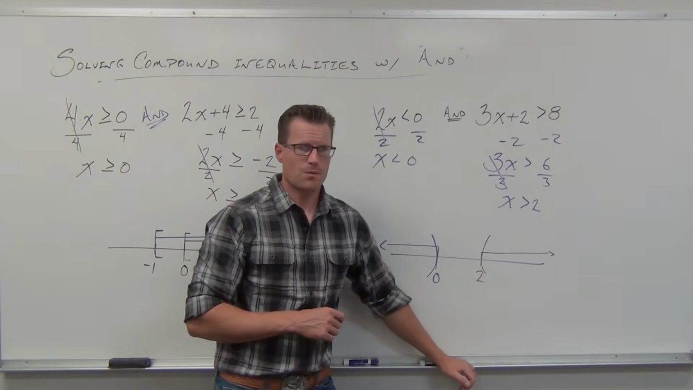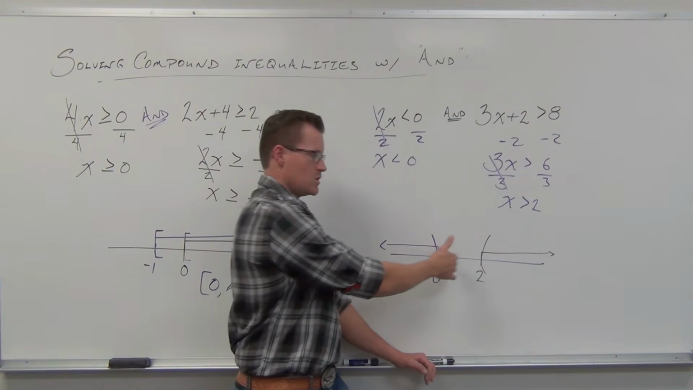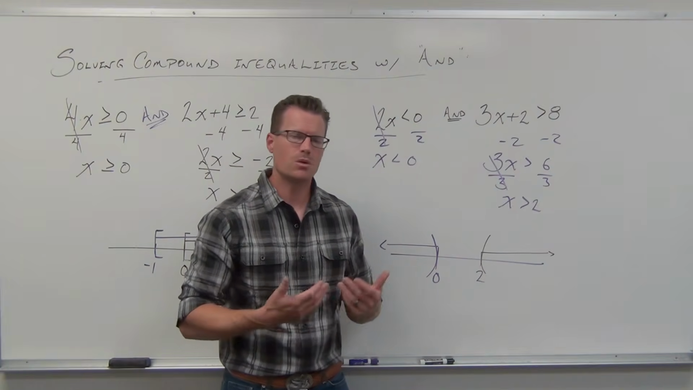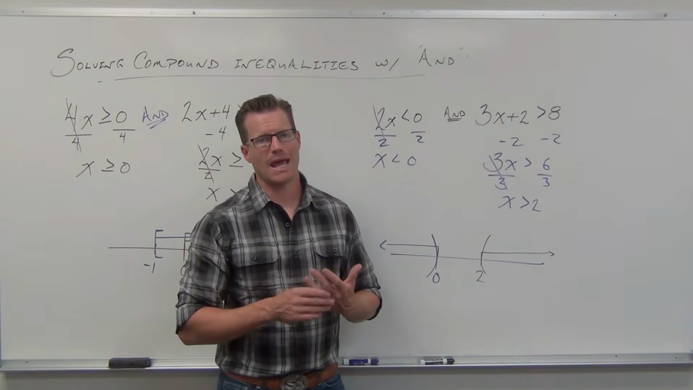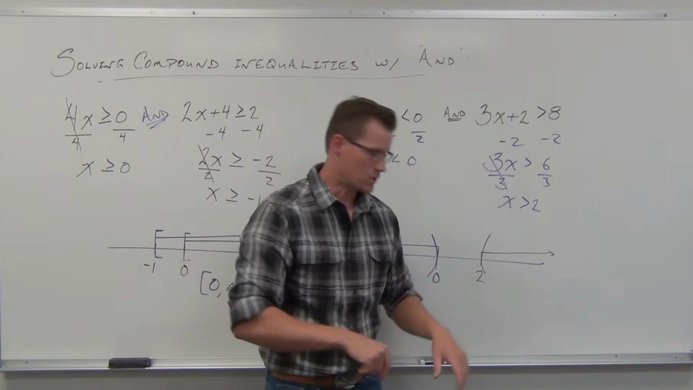So for the word or, you'd have a solution here. You'd have all these numbers and all these numbers, the numbers that do one or the other. You don't need both to satisfy or. You need numbers that satisfy both inequalities for and. That's the difference between them. So here, for the word and, we would have no solution.